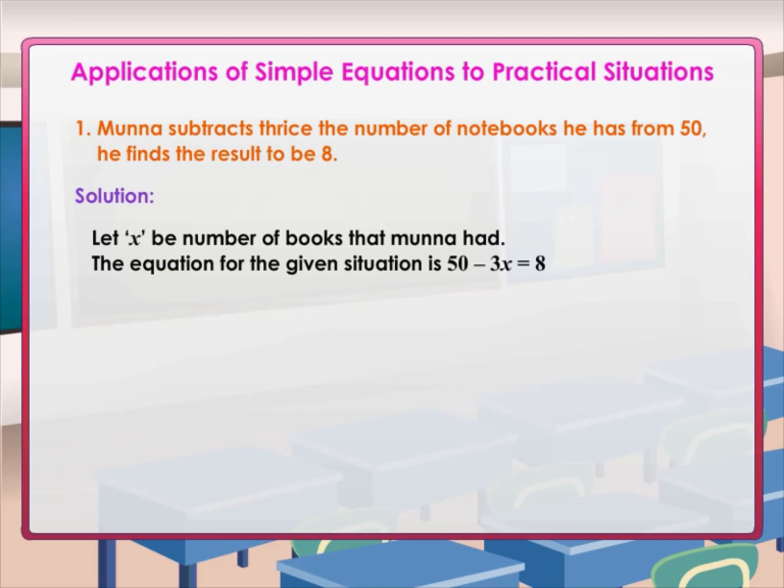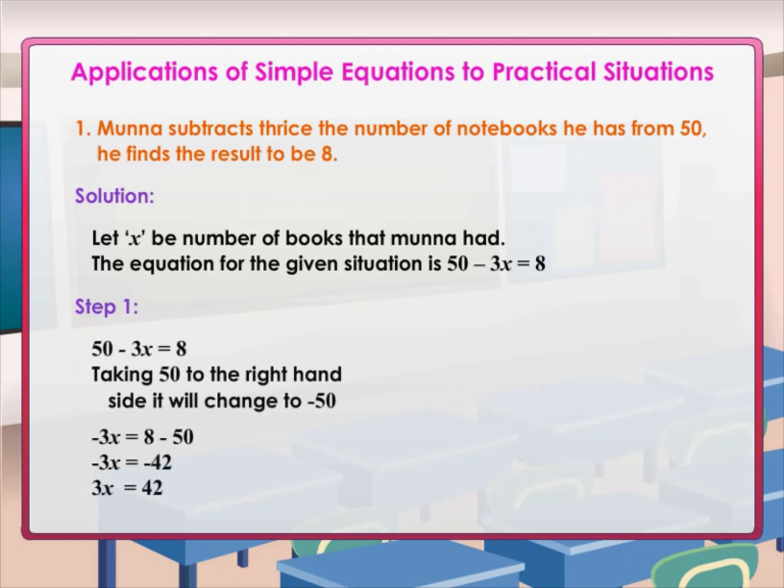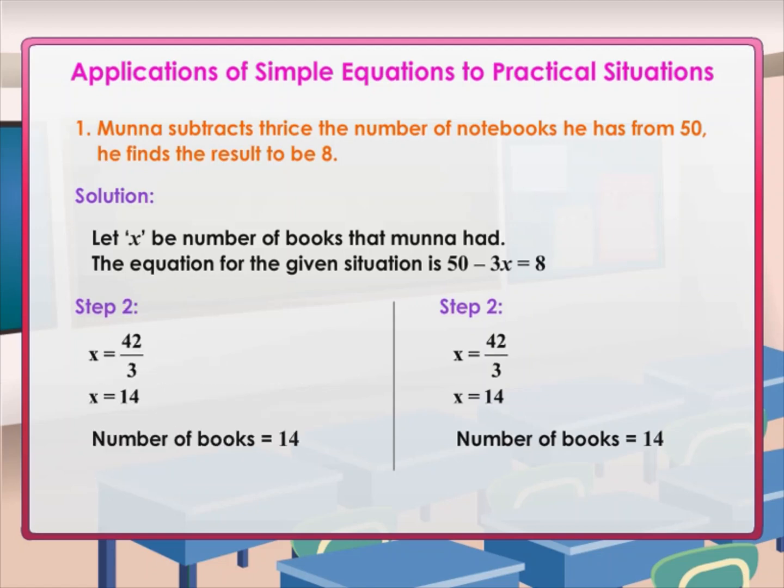The equation for the given situation is 50 minus 3x is equal to 8. Step 1. Move plus 50 to the right side, it will change to minus 50. This implies minus 3x is equal to 8 minus 50. Subtract 50 from 8, we get minus 42. Both sides have the minus sign, and hence it will get cancelled. So the equation becomes 3x is equal to 42. Step 2. Taking 3 to the right side of the equation, it goes to the denominator. Therefore, x is equal to 42 divided by 3, which is nothing but x is equal to 14. Hence, the number of books is equal to 14.